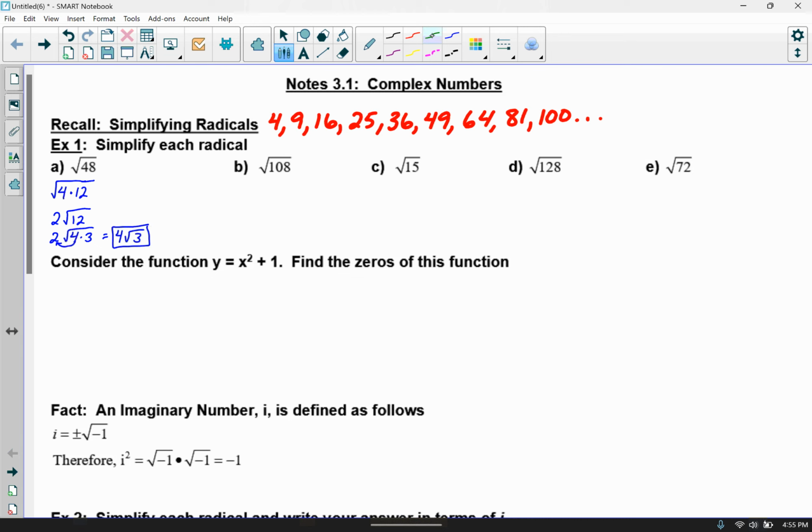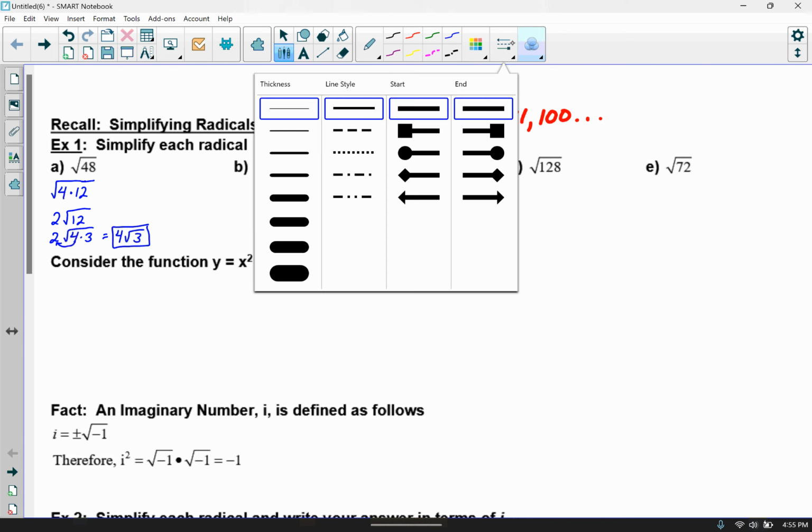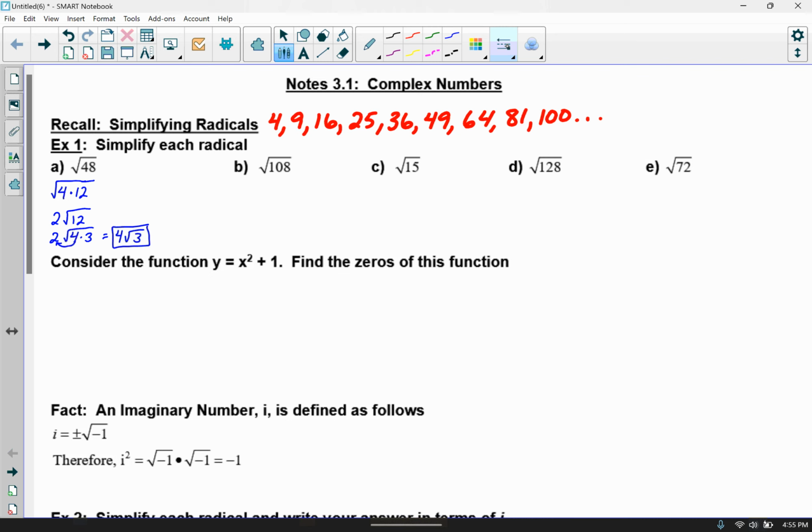Now, I hinted at the beginning, there was a better way to do this problem. Always try to find the highest number in your list. There was a higher number than 4 that would go into 48. You know what? 16. 16 times 3 is 48. Square root of 16 is 4. 4 is on the outside, 3 is on the inside.